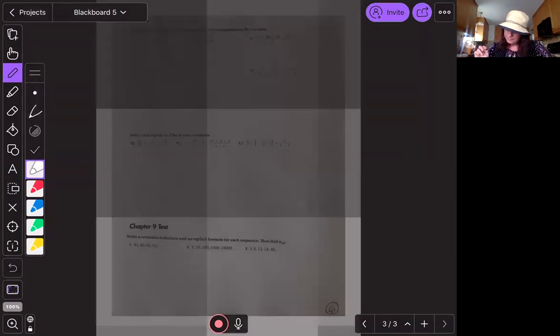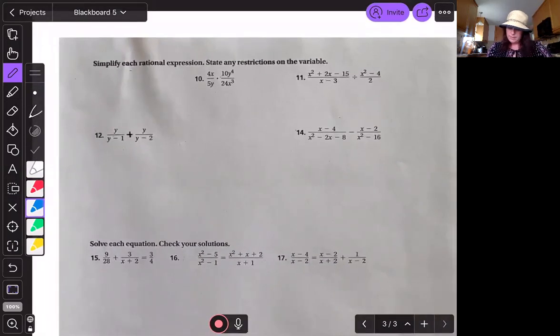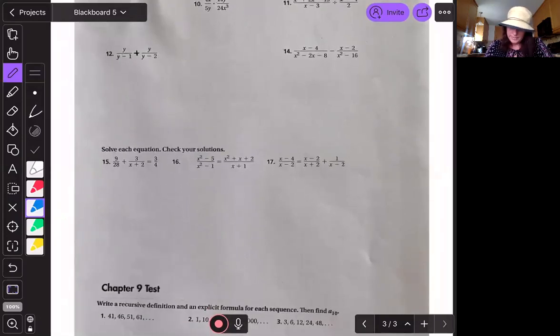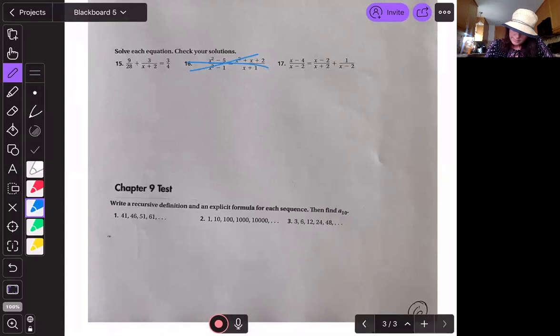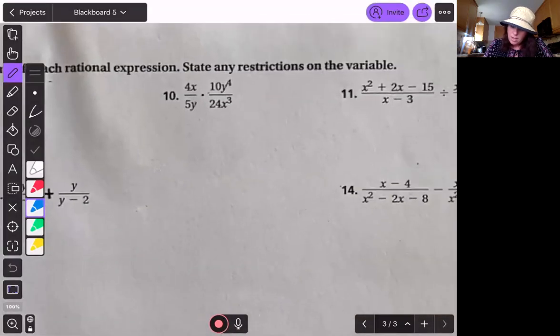One more to go. Here we go, last one. All right, now these ones are tough. I'm going to tell you, on this page there's a couple of bad problems. Skip number 16, and also we're going to skip number 1 down here. So a little less than what we need to do.